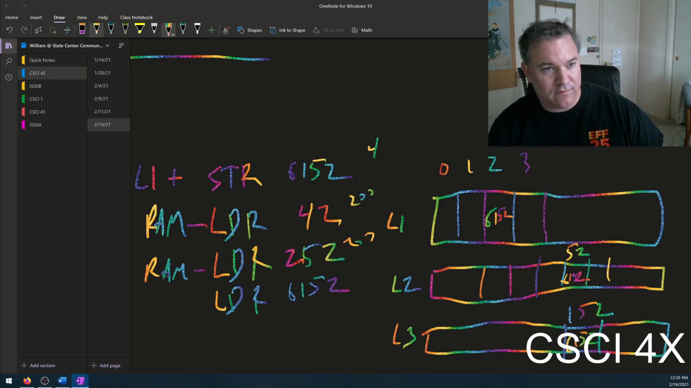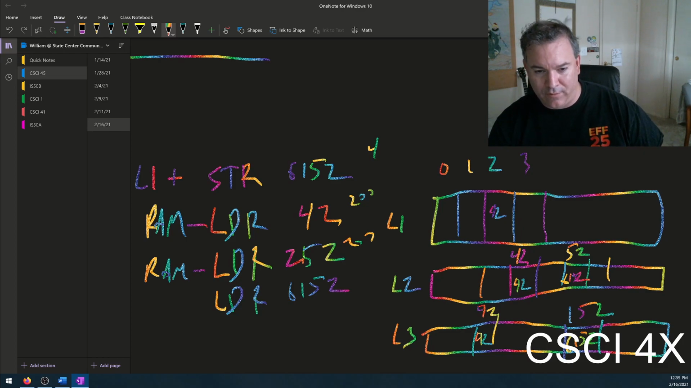Okay, so let's update our caches based on this. Okay, so when we load 42, 42 is going to go into slot 42 because 42 modulus 100 is 42. And it's going to go into slot 42 in L3 as well.